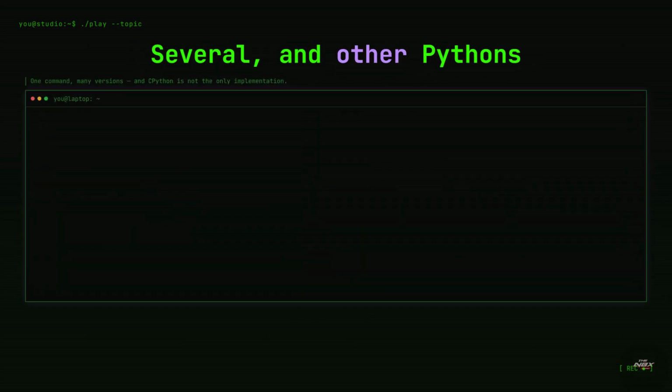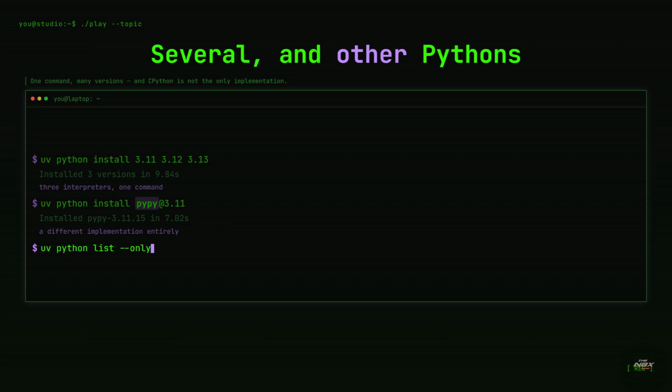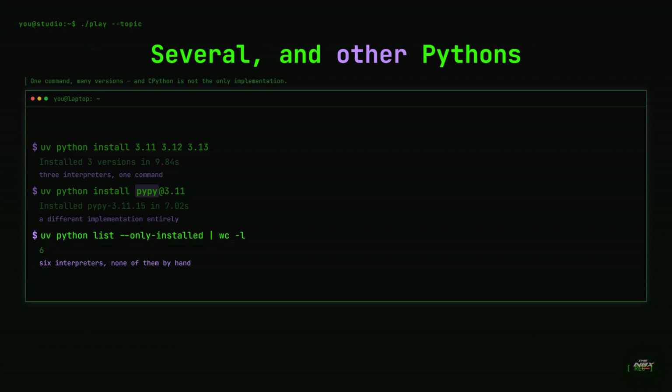You can name several versions at once, and you can name implementations other than the usual one. PyPy and GraalPy are alternative Pythons with different performance characteristics, which means the same code can behave quite differently on each, and UV fetches either with exactly the same command.